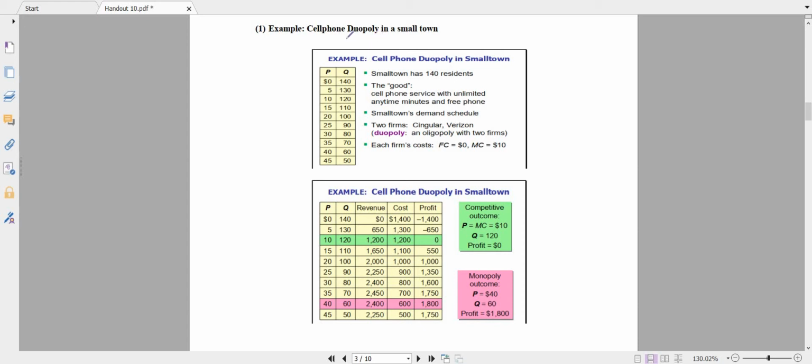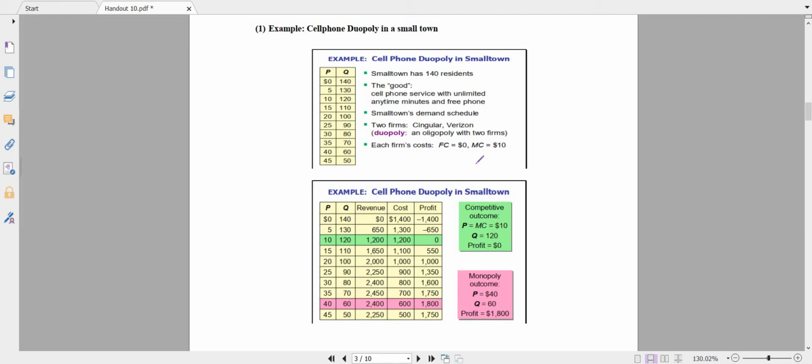So here we are talking about the cell phone market in a small town where there are 140 residents. The good that we are talking about are cell phone services, which provides unlimited minutes and free phones. Now, what you see over here is a demand schedule for cell phone services in this small town. And here we are assuming that there are only two firms, Singular and Verizon. And each firm's cost structure is as follows. So the fixed cost is 0 and marginal cost is 10.